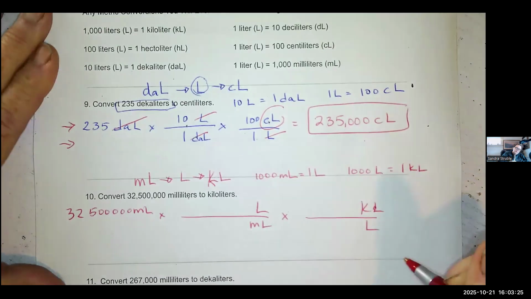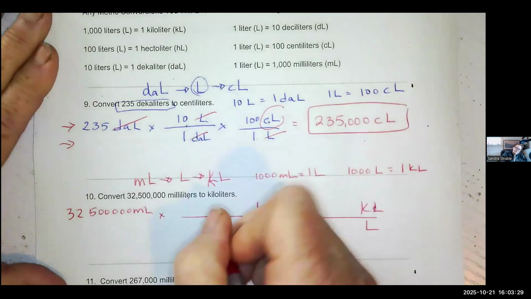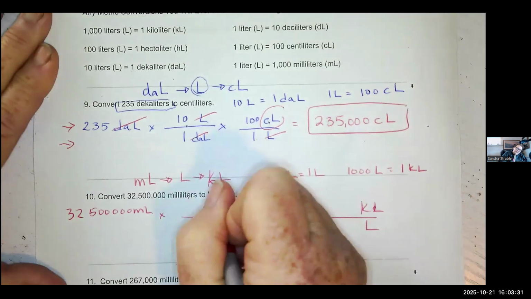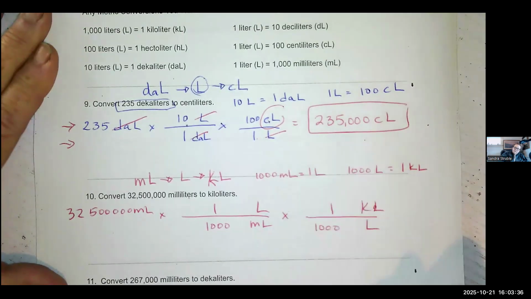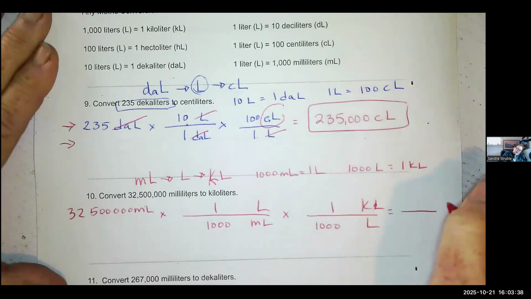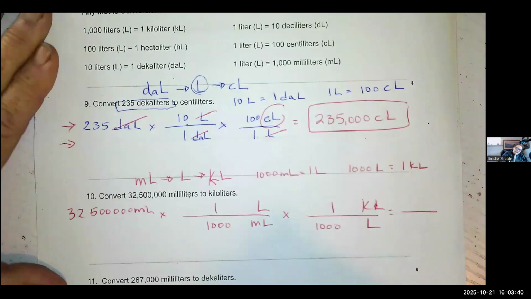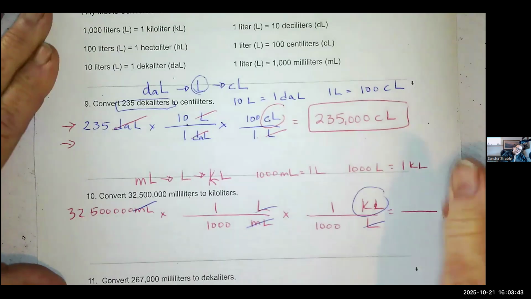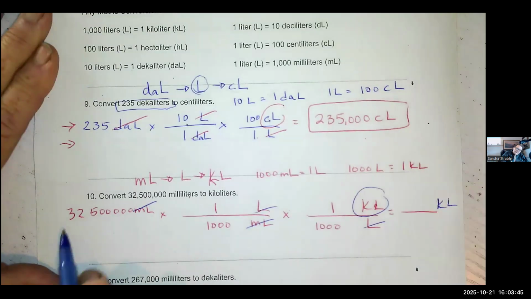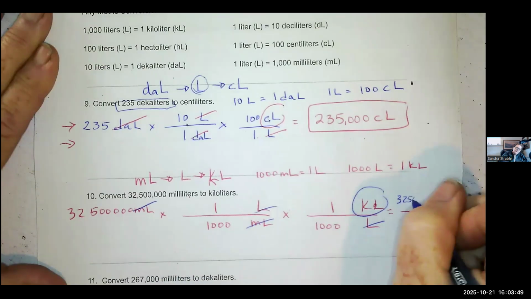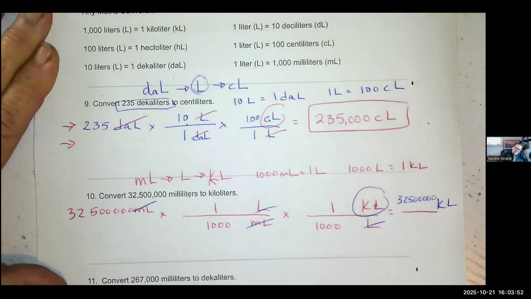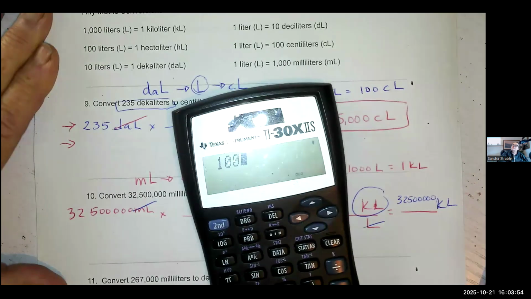All right, so 1,000 milliliters. We are going to have to divide. Just put numbers in the bottom. And 1,000 liters to 1 kiloliter. Multiplying straight across. Milliliters is gone, liters is gone. I'm left with kiloliters. That's sweet. We've got 32,500,000 over 1,000 times 1,000 is 1 million.